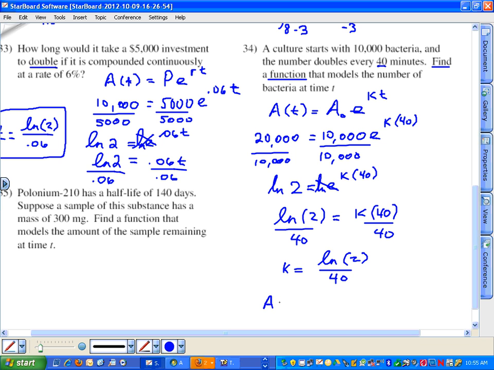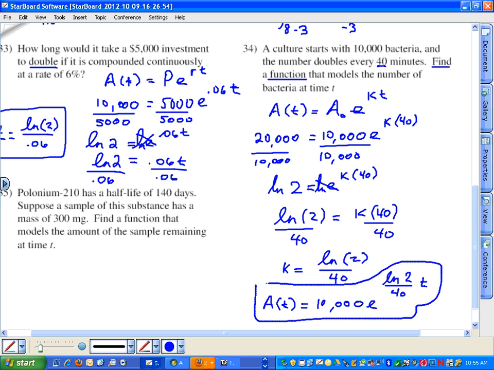So to finish this problem, the amount is equal to the starting amount times e to the natural log of 2 over 40 times t. This function will allow us to make predictions on the number of bacteria at any value of t. We could now answer questions such as how much bacteria there would be after 4 hours or after 12 days. We have a function now that we can plug a time value into, and it will allow us to figure out how many bacteria there are. So here is the answer.